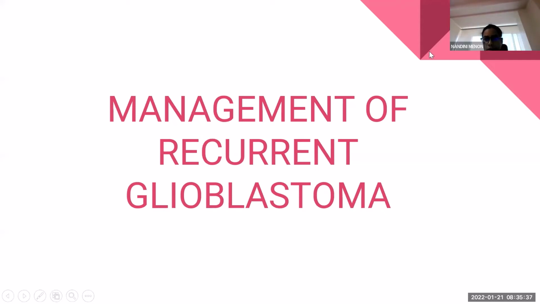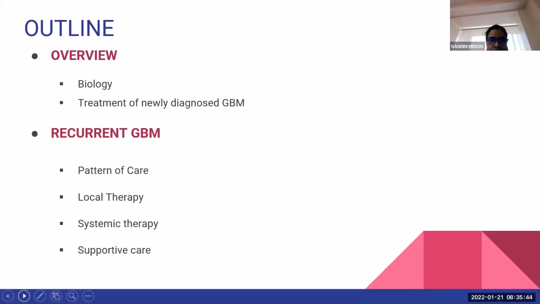Good morning, everyone. The topic for today's class is the management of recurrent glioblastoma. So this is going to be the outline. To start with, we'll just go through the biology and the treatment of newly diagnosed glioblastoma so that we have a background as to how to go about managing a patient with recurrent glioblastoma.